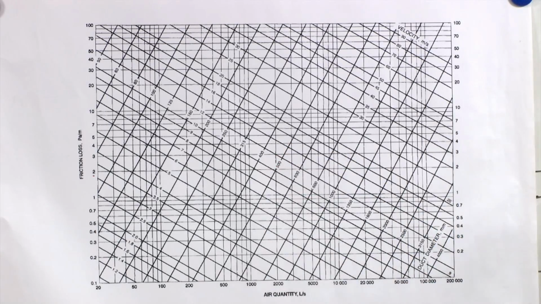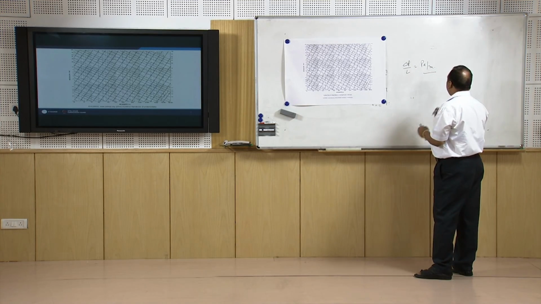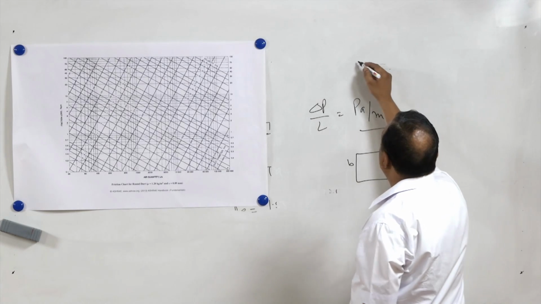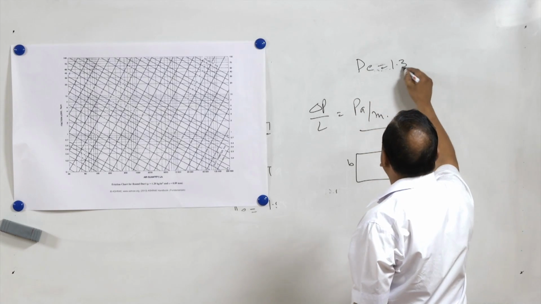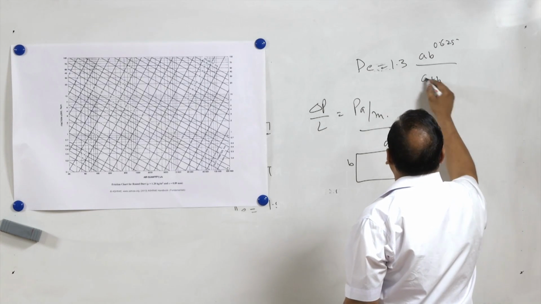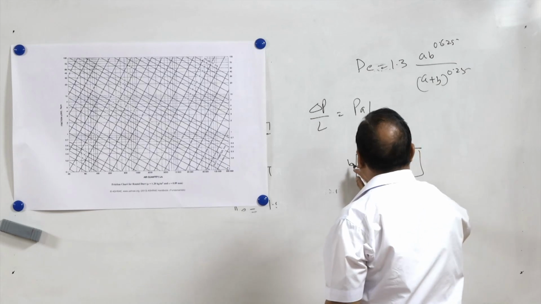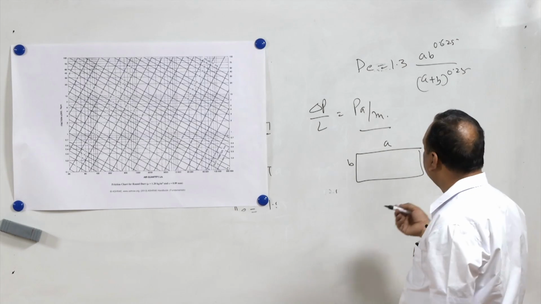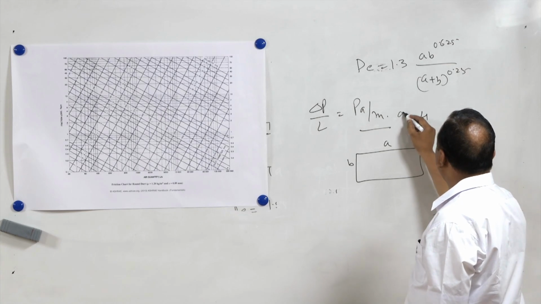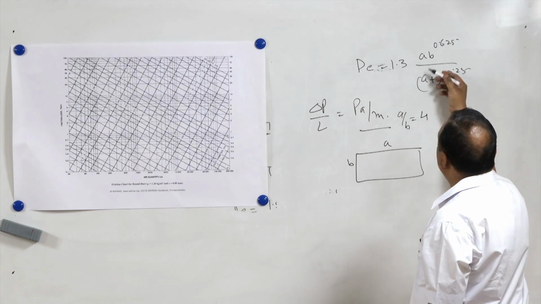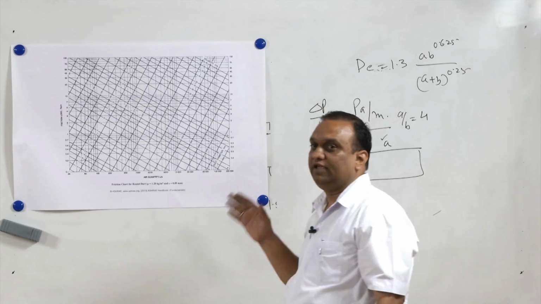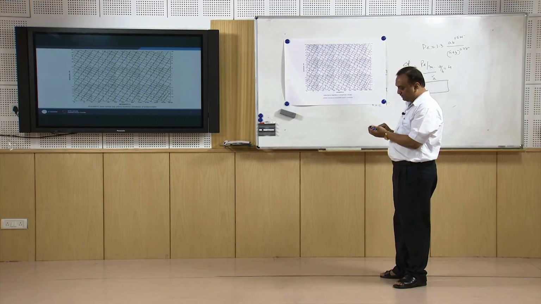If I want to have a rectangular duct, I will have to use the equation for a rectangular duct, that is equivalent diameter equal to 1.3 (AB) raised to power 0.625 divided by (A+B) raised to power 0.25. And if the ratio of A and B, let us say A by B, is 4, then using these two equations we can find the respective values of A and B for the rectangular duct. The same exercise can be done for the oval shaped duct.